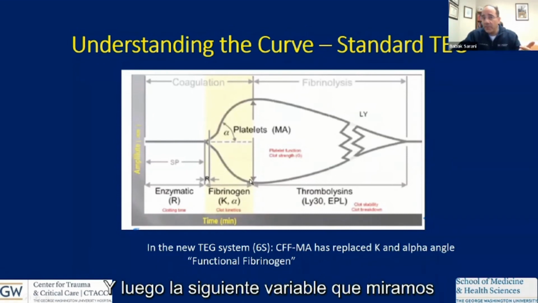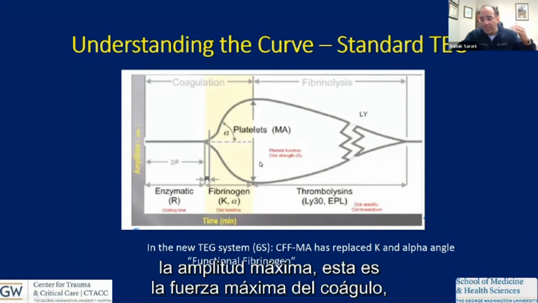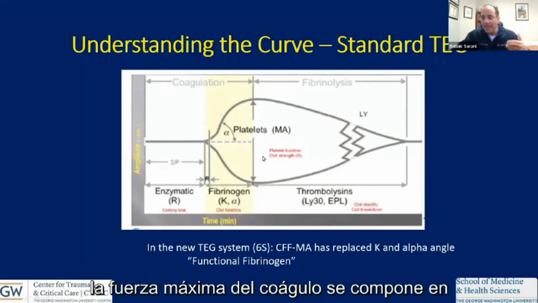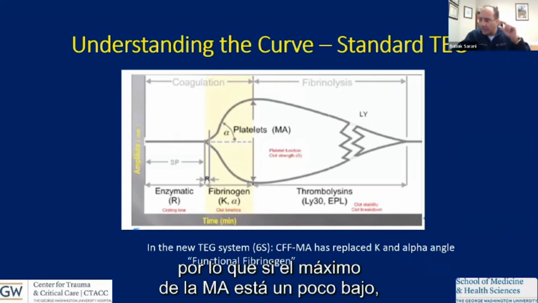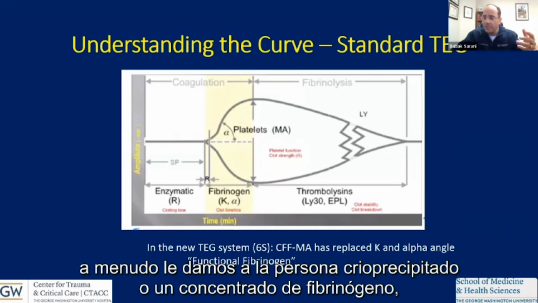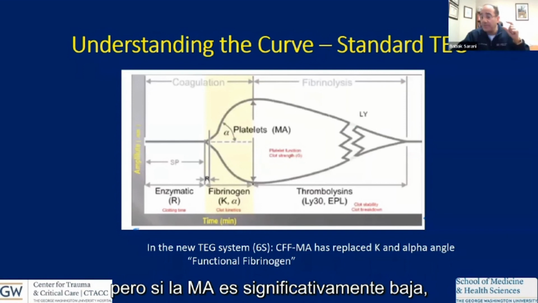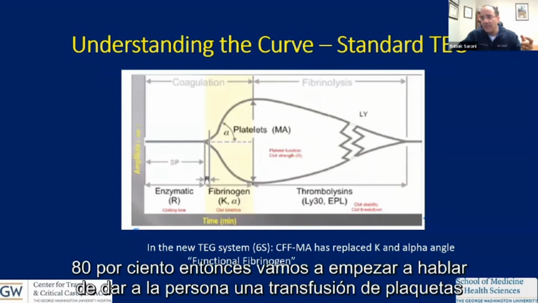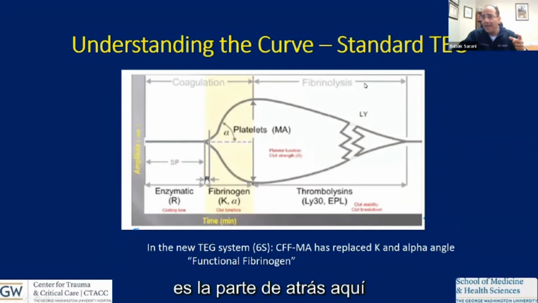And then the next variable we look at is the MA, the maximum amplitude. This is the maximum clot strength. The maximum clot strength is made up 80% by the platelet and about 20% by fibrin. So if the MA is down just a little bit, we oftentimes will give the person cryoprecipitate or fibrinogen concentrate. But if the MA is significantly down, then we're going to start talking about giving the person a platelet transfusion.